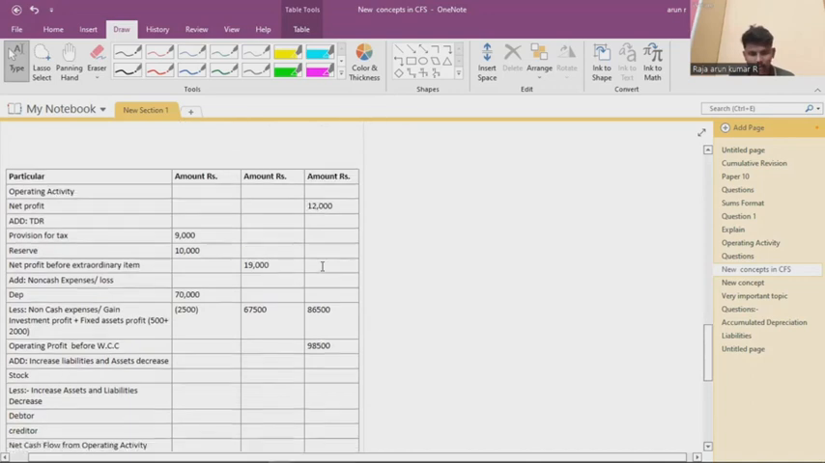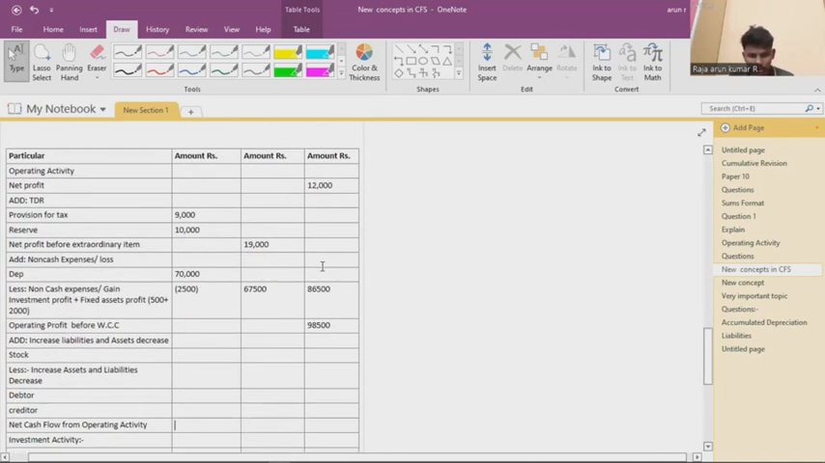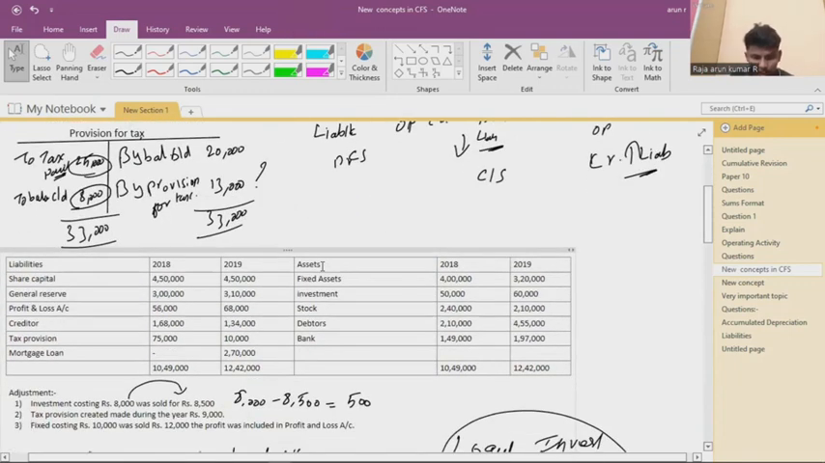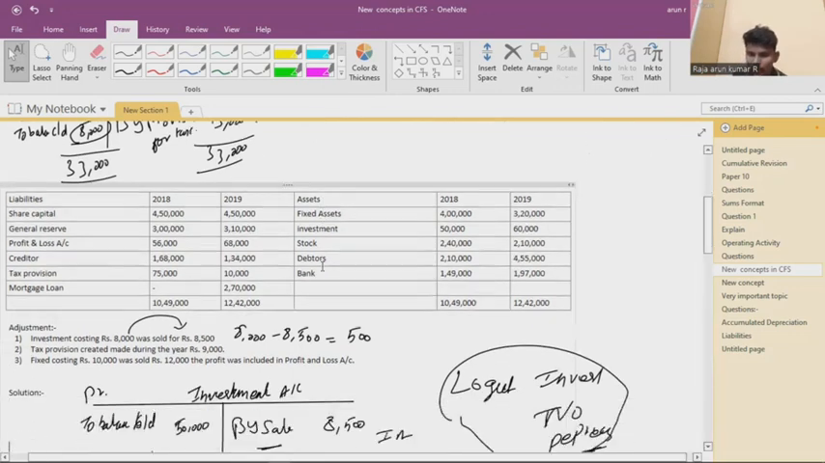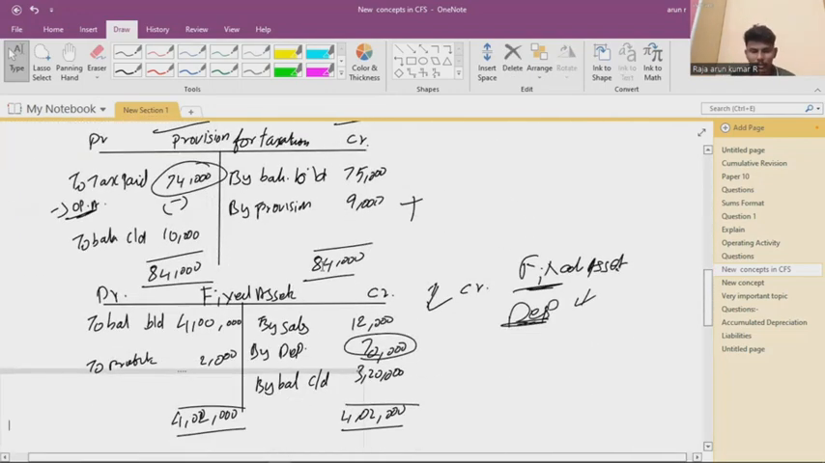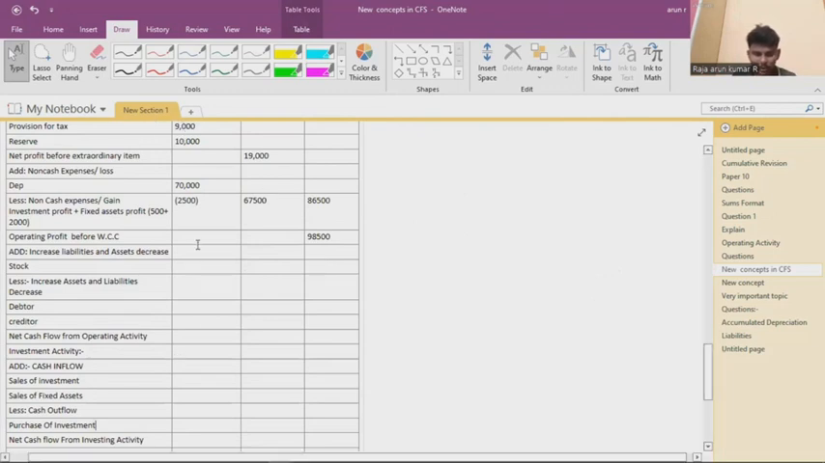Then we do the increase and decrease in stock, debtors and creditors. Increase in current assets we see, and also see the sum. Creditor reduces, so it will be less, and debtor increases, so it will be less, and stock reduces, so it will be added. 30,000 is the stock, 2,45,000 in debtor, and the creditor 34,000. Just calculate the difference and do the sum. If you don't get this answer, calculate it and the answer will come.